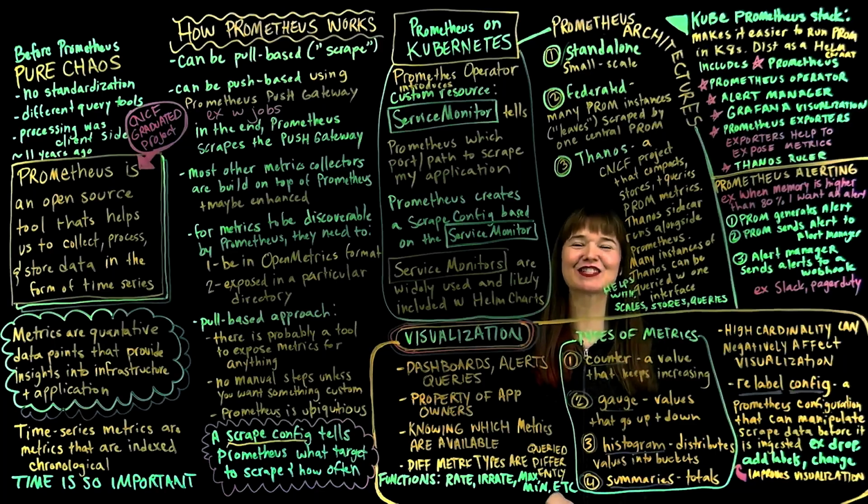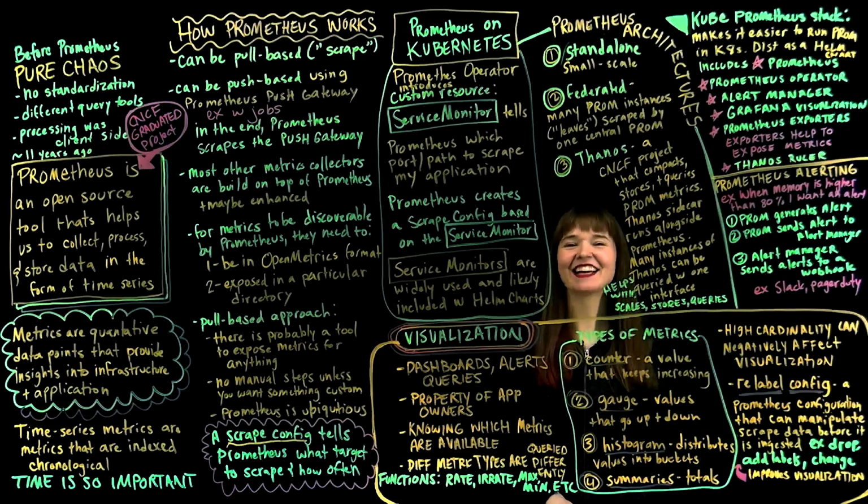That's wonderful. So let's say, what is Prometheus? Well, I have to emphasize that it is an open source tool that helps us to collect, process, and store metrics or time series. Okay. So then we have questions like digging into that. What exactly is metrics? Well, metrics are quantitative data points that provide us insights into infrastructure or application, how they're doing, how they're performing, etc.